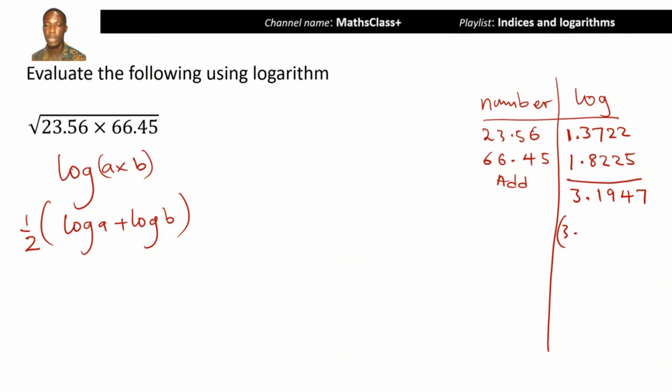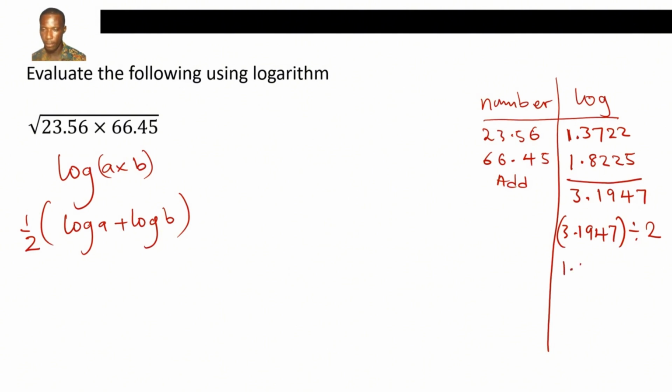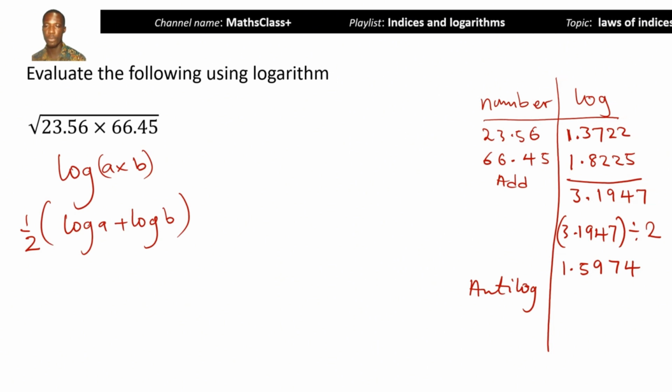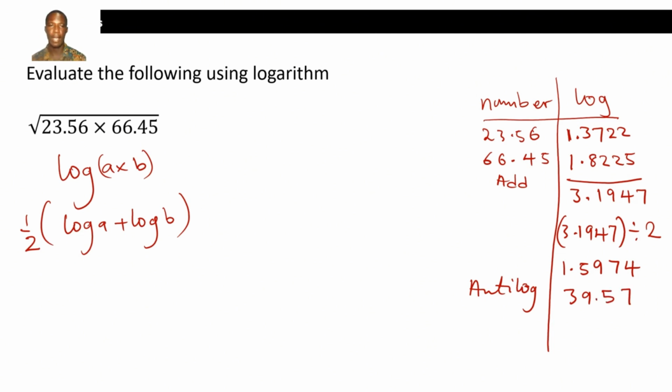So 3.1947 divided by 2. Since they are all positive, the division will be straightforward. Okay, and the result will be 1.5974. That is what we have. Then our next task is to find the antilog of what we have. Yes, so we are done with using the logarithm to do the calculations that we need, and we need to get rid of the logarithm so we come back to our normal value and its result. So when we find antilog of 1.5976, we are getting 39.57, and that is what we have.